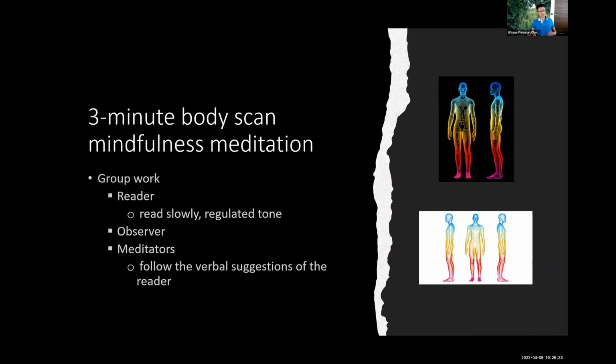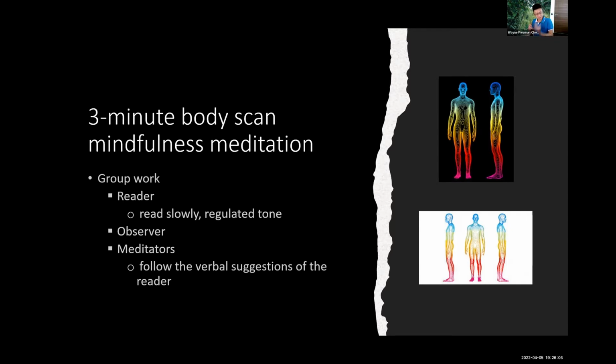3-minute body scan mindfulness meditation. In a short time, we'll break into groups. I'd like us to have at least 3 persons in a group or more. The reader takes a reading role, reads slowly with a regulated tone. Have an observer to observe the reader, and if you have 4 persons, you have a second observer to observe the meditator. If not, then the observer will observe both. Obviously that means your microphone feed and your video feed should be turned on.